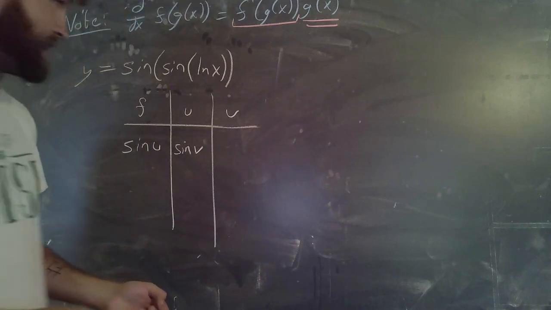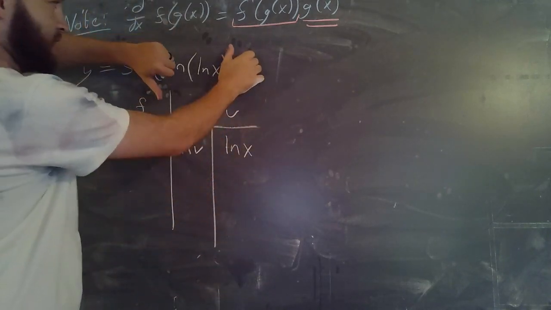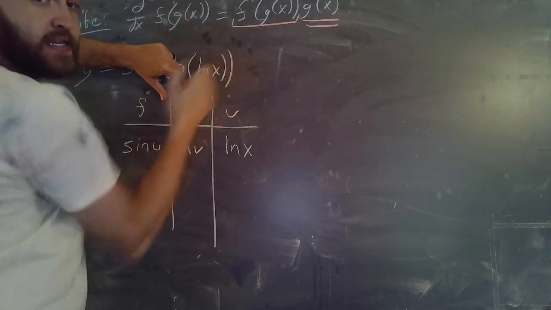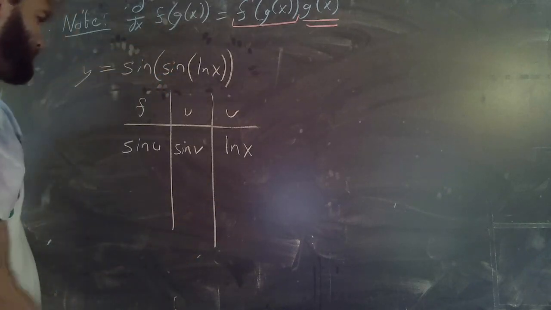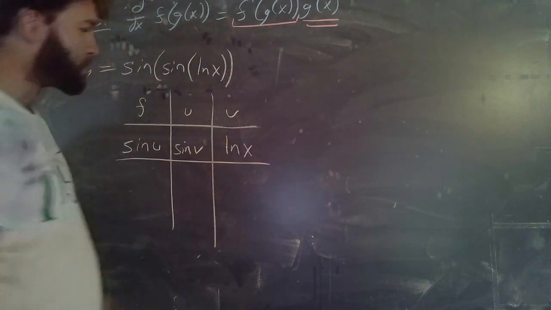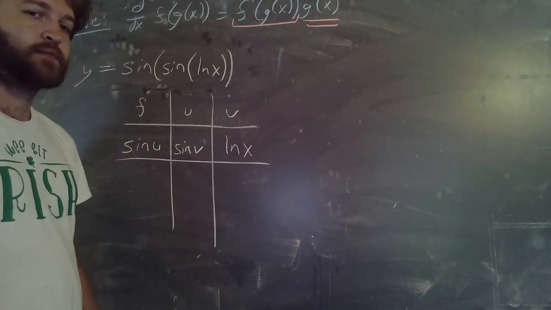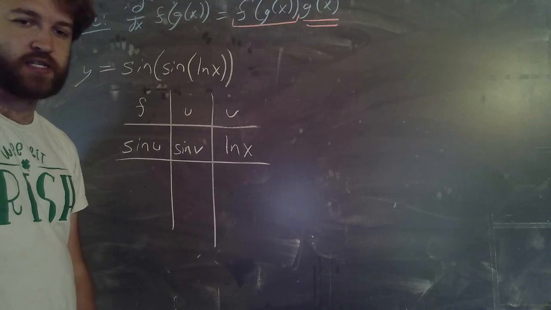So I'm going to write down that this is the sine of v. And what is the v? Well, the v is just the ln of x. So again, I'm ignoring this part, looking at the ln of x. Do I know how to take a derivative of ln of x? Yes, it's one of the ones we've memorized. It's 1 over x, so we're good to go.